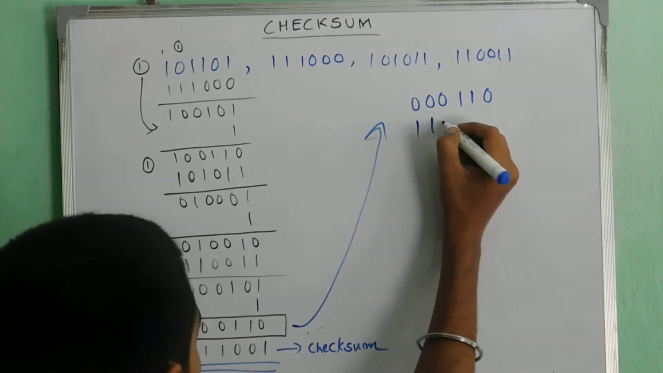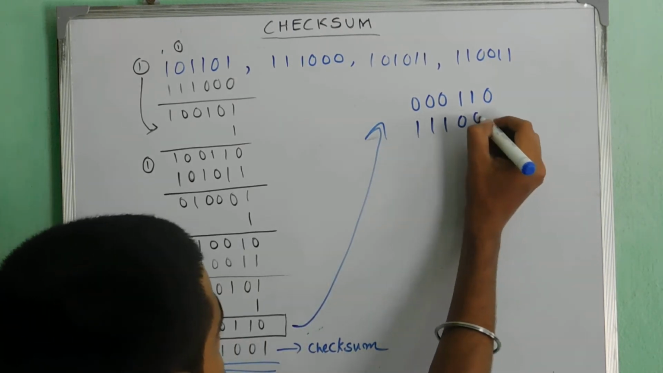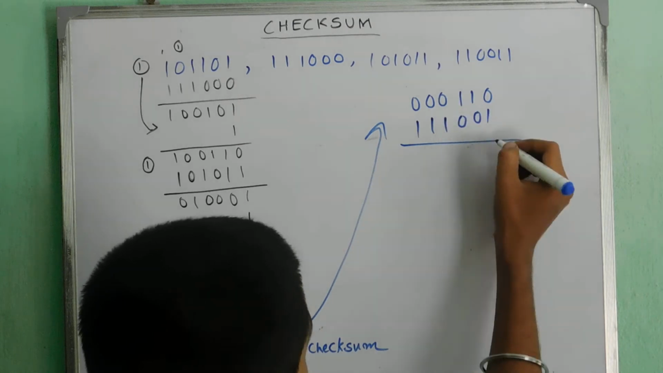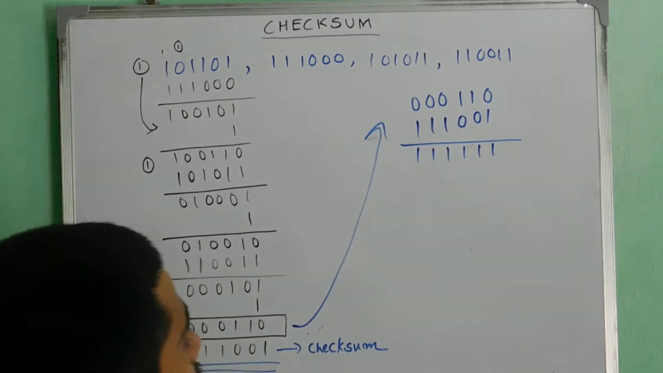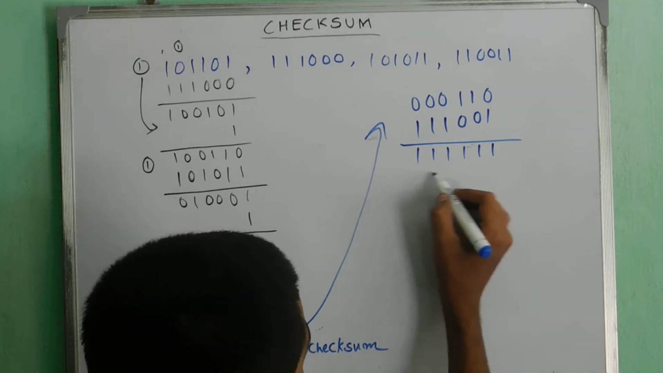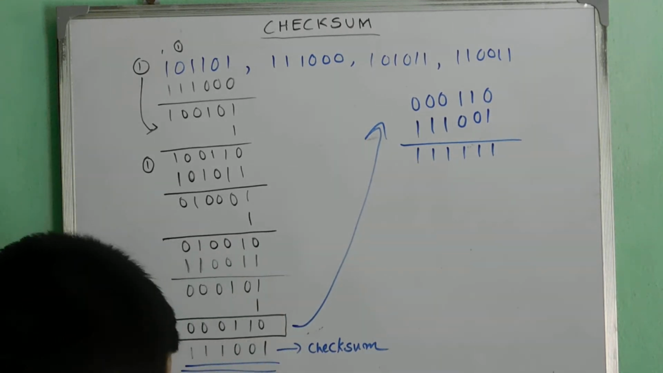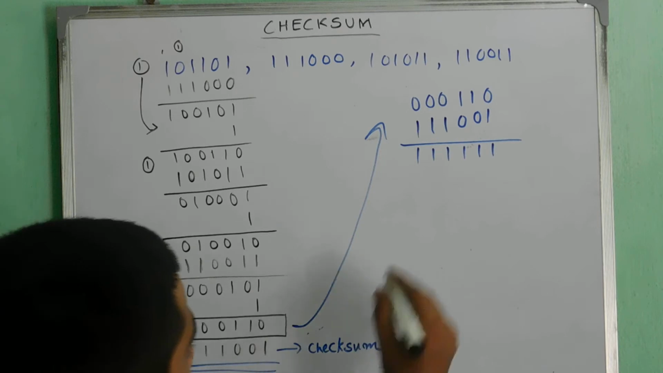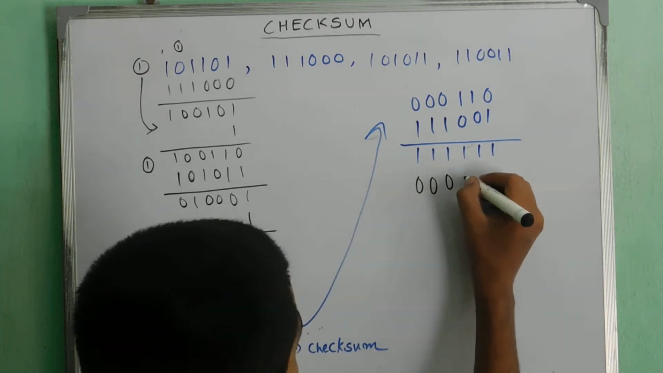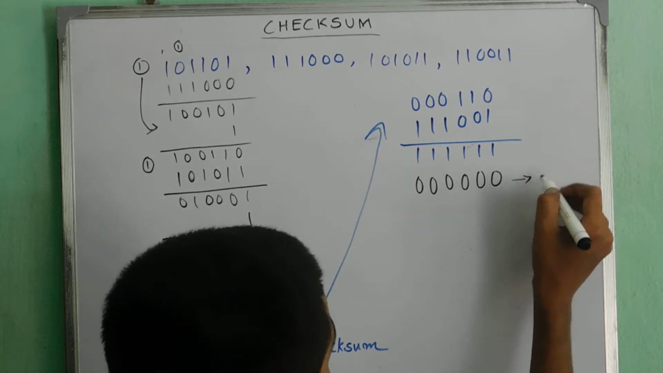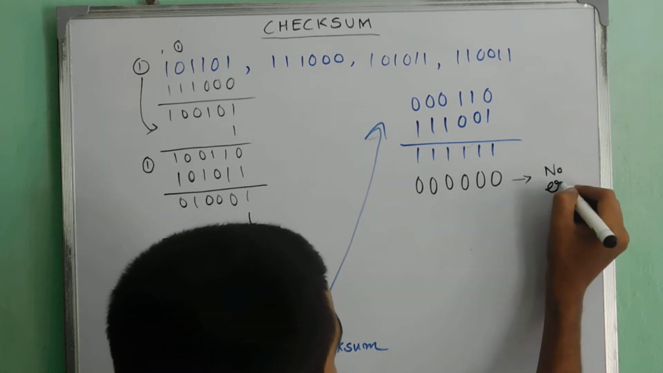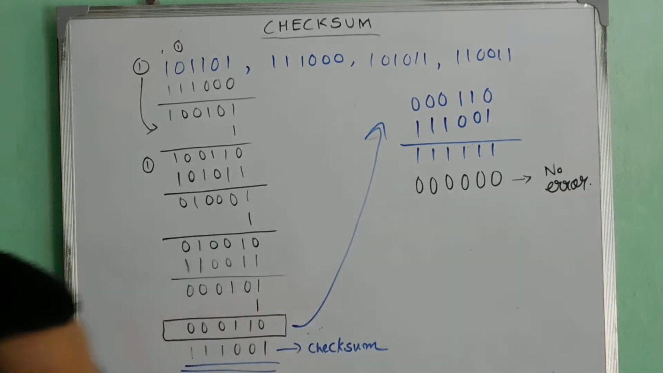So 1 1 1 0 0 1. So this will be 1 1 1 1 1 1. Now what we will do, we will complement this result. Okay, so it will become 0 0 0 0 0 0. Since this is 0, that means there is no error.